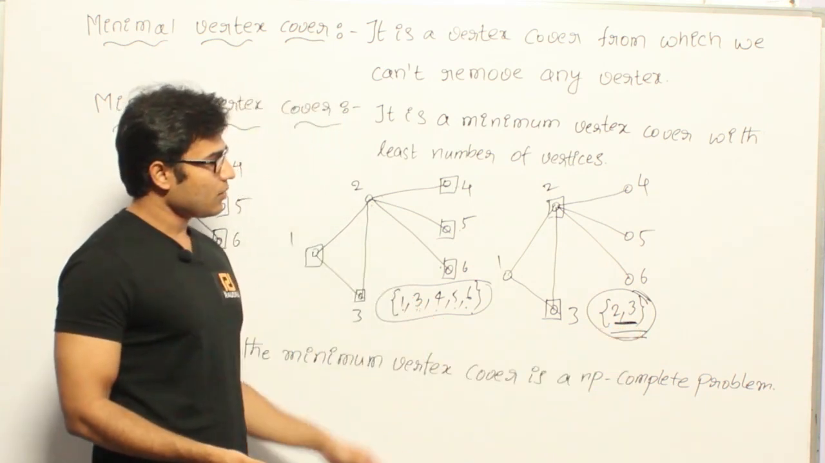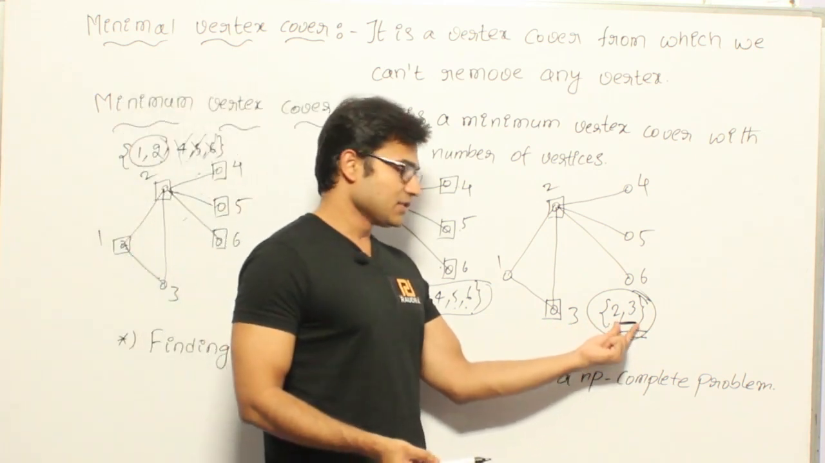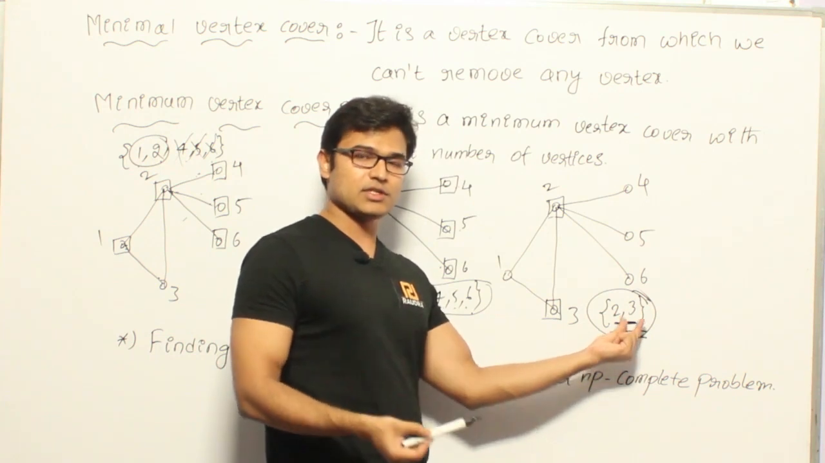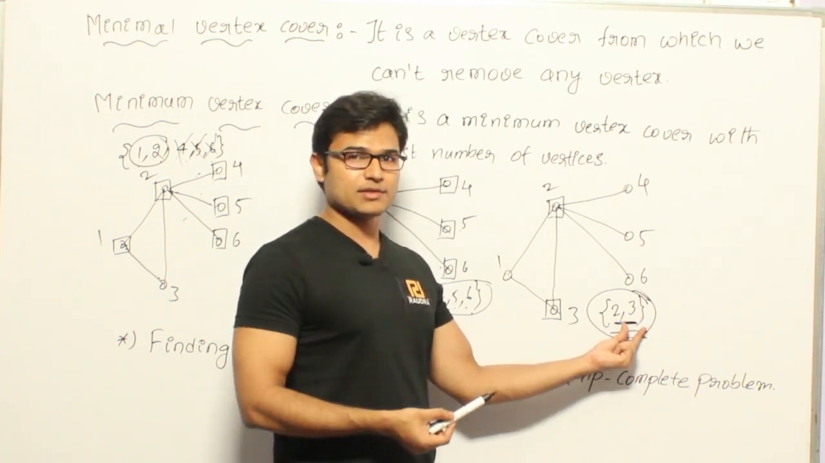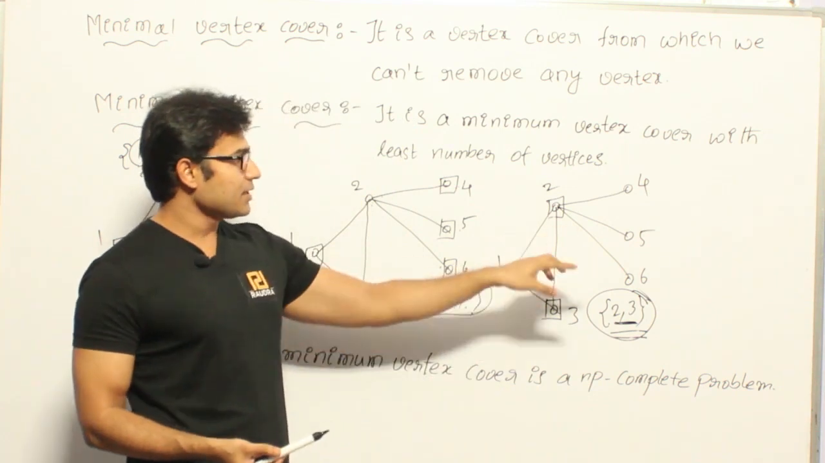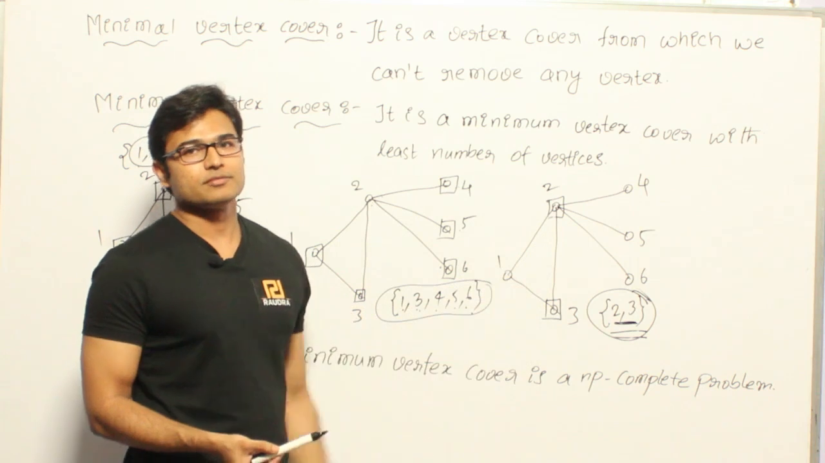Now, how am I sure that this is the minimum? Because if this is not the minimum, then I should be able to get a vertex cover which contains only one vertex. But if you see this, clearly I cannot take any one vertex and cover all the edges.